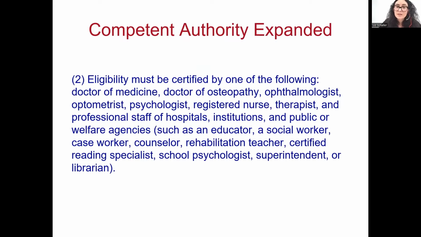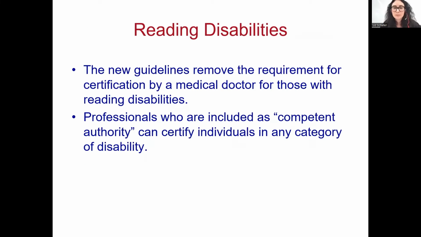The definition of competent authority was expanded. I think this was probably the most important and significant change for everyone here today to note. So eligibility must be certified by one of the following. There's quite a lengthy list here, but it now includes educators, librarians, certified reading specialists. It's an expanded competent authority category. So again, the new guidelines remove the requirement for certification by a medical doctor for those with reading disabilities, and those professionals can certify individuals in any category of disability.